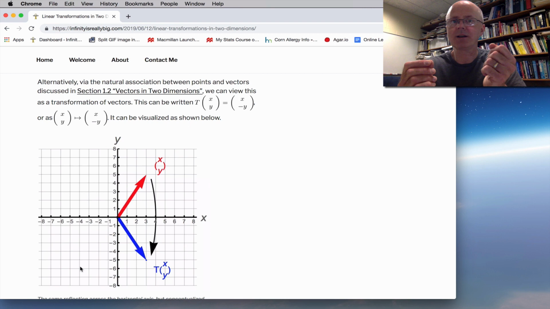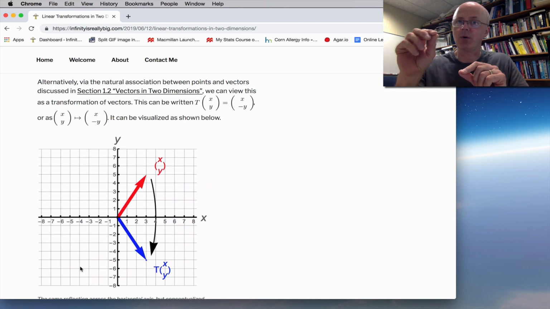But remember, we've talked about the natural association between points and vectors before. Given a point in the plane with a rectangular coordinate system defined on it, you can naturally associate the point with a vector, a position vector for the point. Start an arrow at the origin and make it go out to the point.